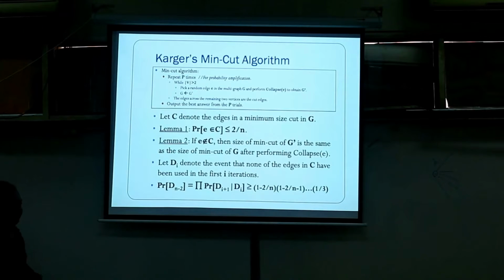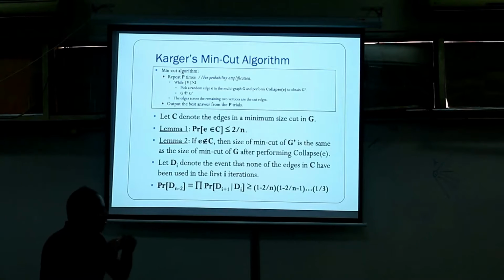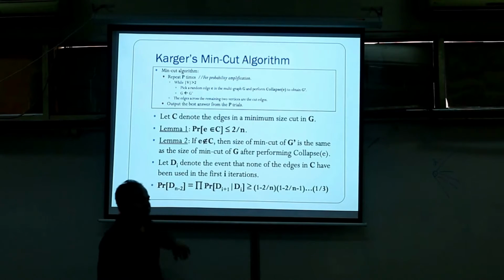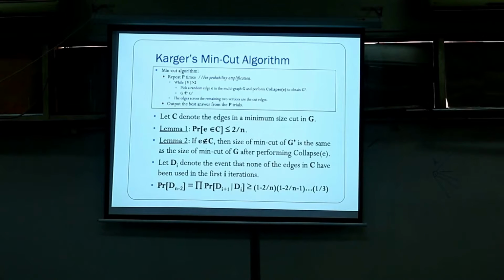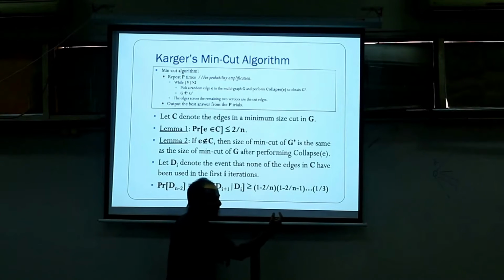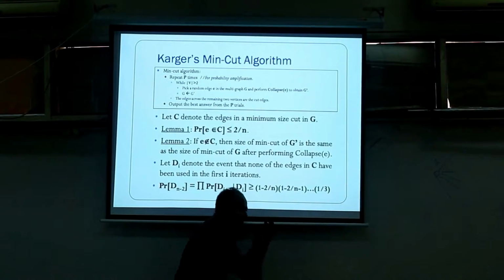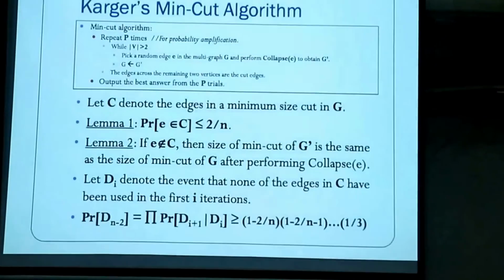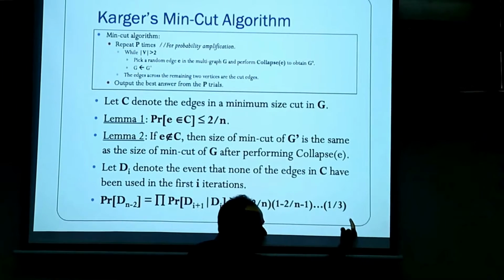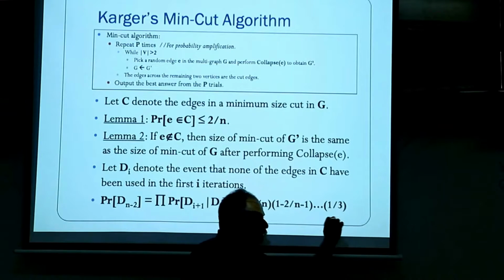D1 would be n minus c choose 1. You don't have to pick an edge from the cut, right? d1 is you do not pick an edge from the min cut in the first step. So that follows from here, right? So it will be 1 minus 2 by n. And then after d2 given d1, it will be something like 1 minus 2 by n minus 1, because the number of vertices has shrunk to n minus 1. And you keep doing this, right? So again, it will be 1 minus 2 by n minus 2, 1 minus 2 by n minus 3.